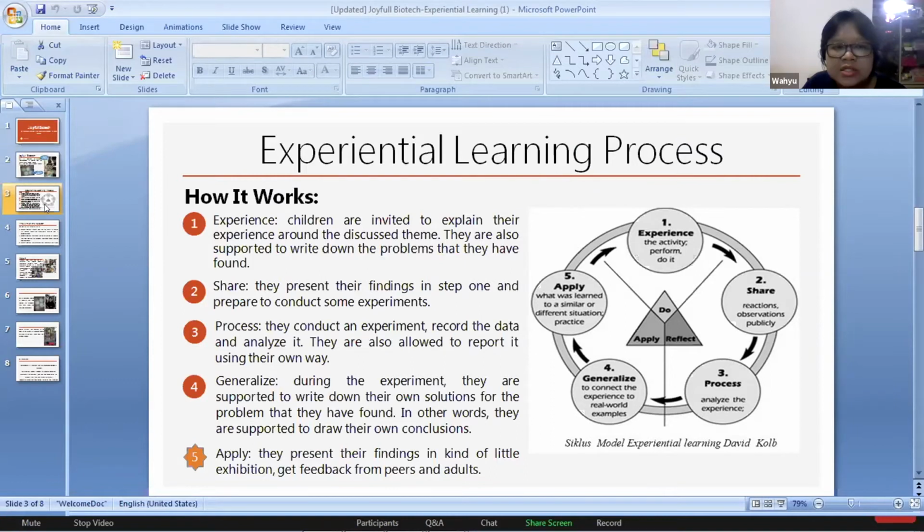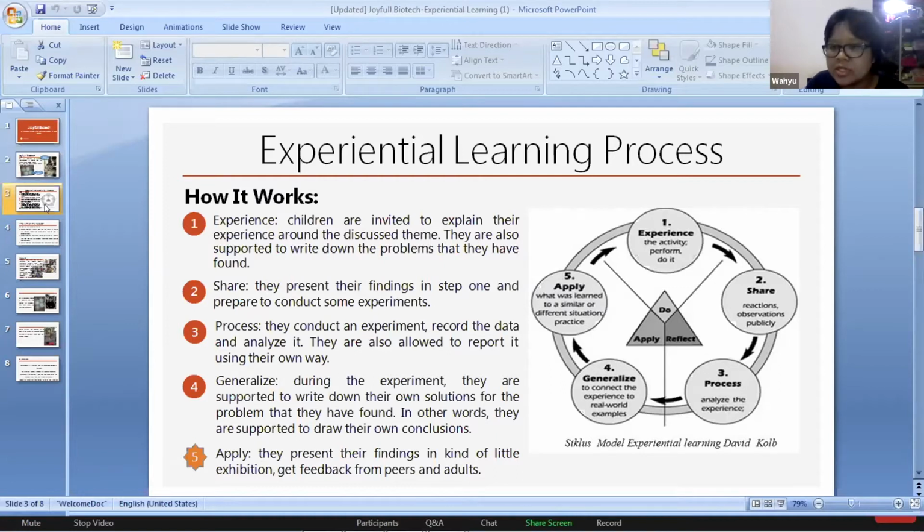Children are invited to explain their experience around this discussion theme. They choose what they want to experiment with. They are also supported to write down the problems that they have found. And then in the second step, they present their findings from step one and prepare to conduct some experiments.